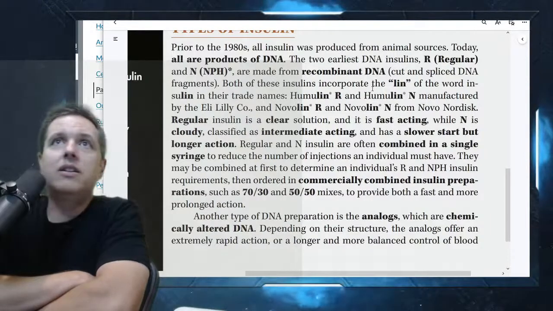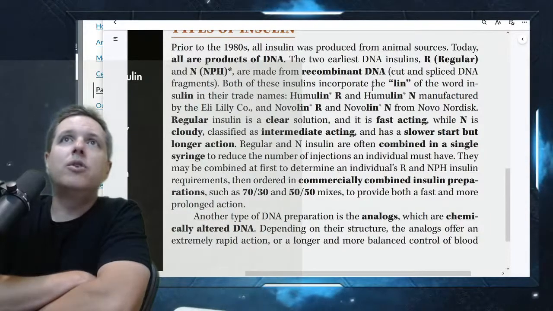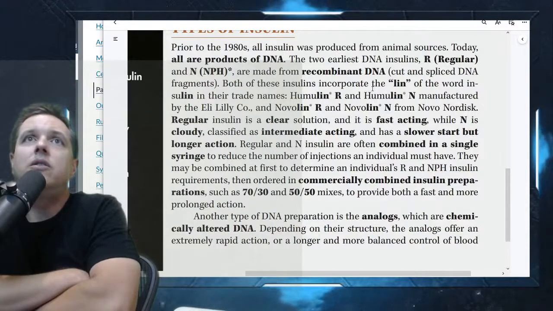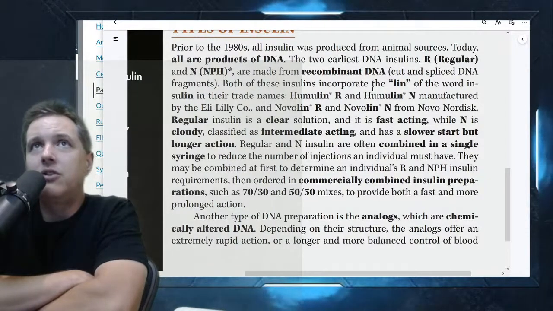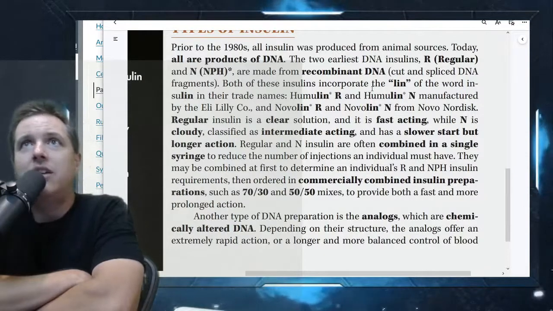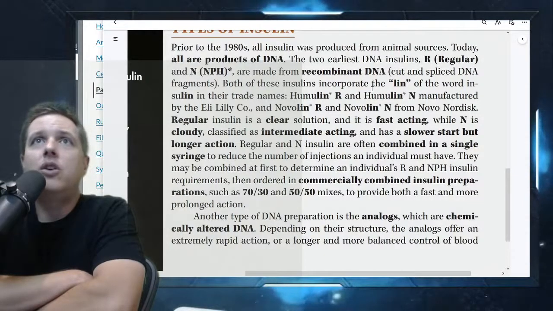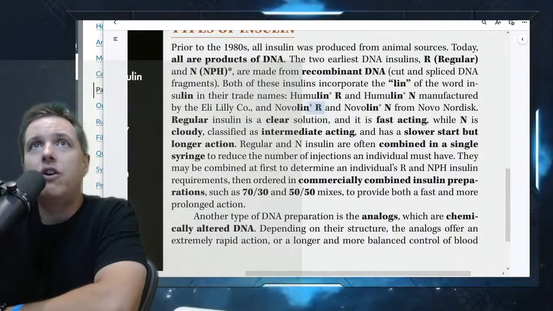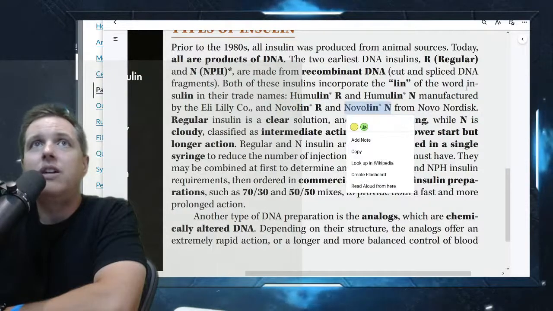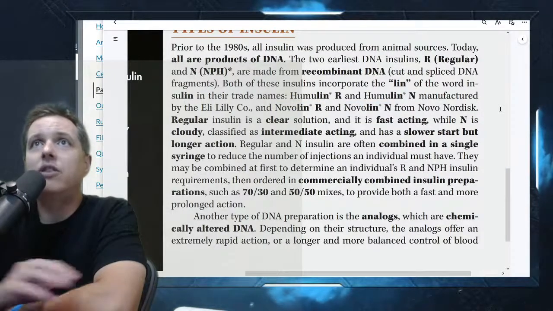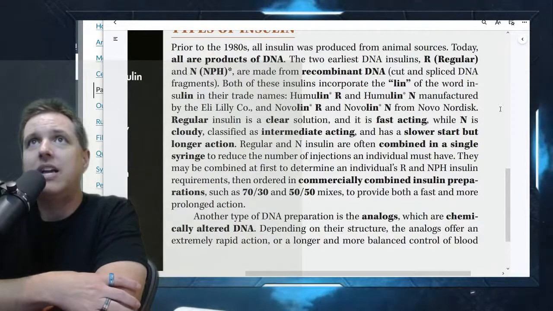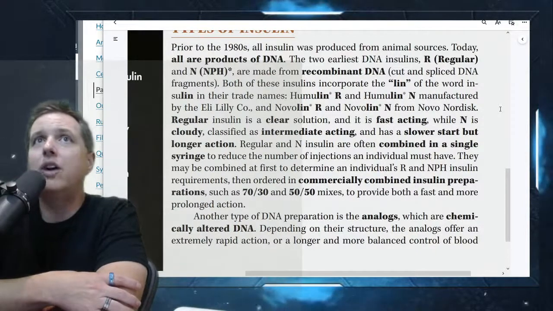Novolin, that's one. Or is that the one I just said? Anyways, regular insulin is a clear solution, and it is fast acting, while there's 2 different versions here. There's the Novolin R and there's the Novolin N, right? R is the regular and is clear and is fast acting. N is cloudy, classified as intermediate acting, and has a slower start but longer action.